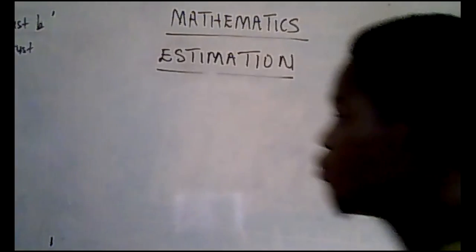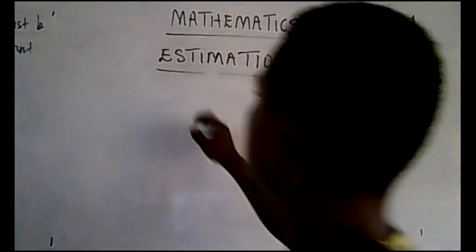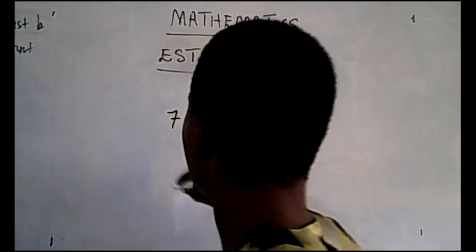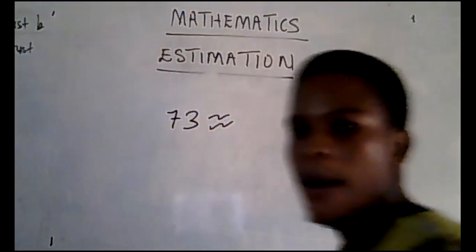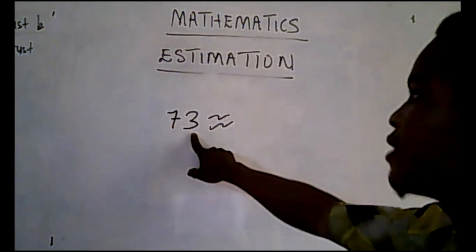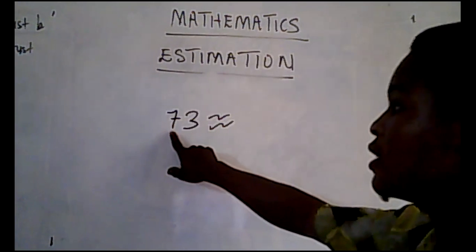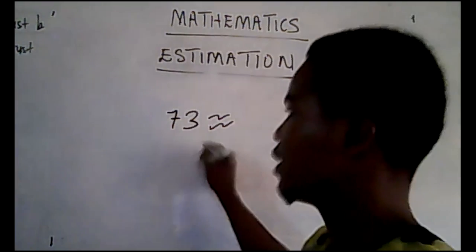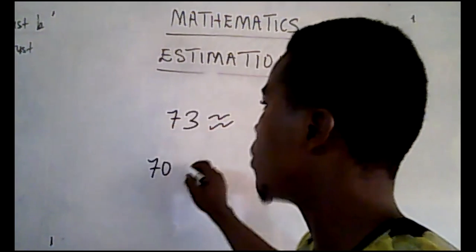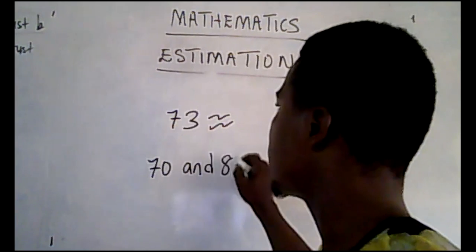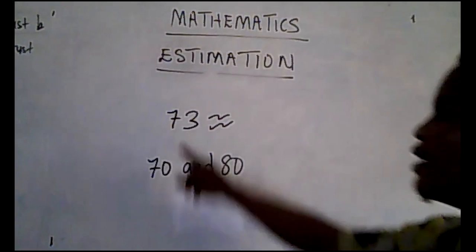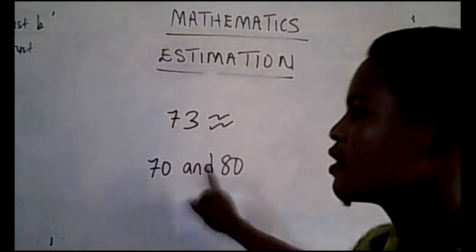Now, let's quickly do one more. What if you are given a figure like 73? How do you estimate this to the nearest 10? You can estimate this by seeing the figure given. What's the figure given? 73, right? Now, 73 is in between 70 and 80. Anytime you write out the 10s, the question that should come to your mind is, which of these 10s is 73 closer to?